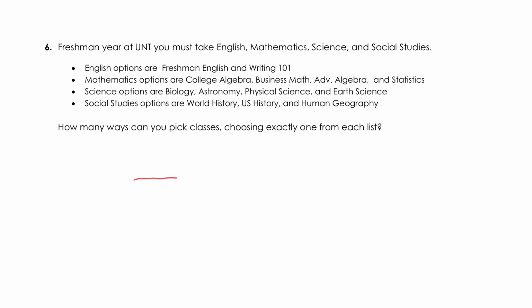So for English, we have Freshman English and Writing 101, so that's 2 options. For math, we have College Algebra, Business Math, Advanced Algebra, and Statistics, so that's 4. And then for science, we have biology, astronomy, physical science, and earth science. So that's 4 options as well. And then social studies, we have 1, 2, 3 options. If you multiply all of those together, then you get 96 different options.